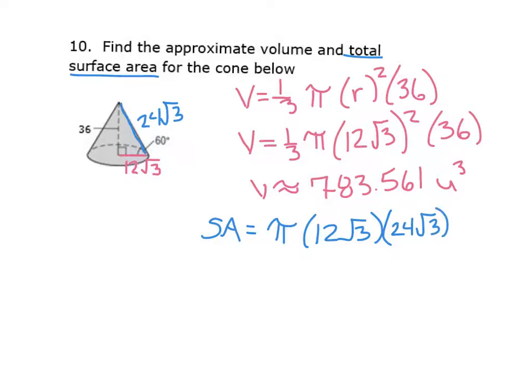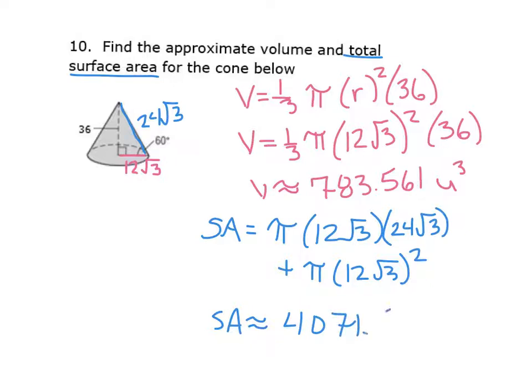And then we're going to need to add the area of a circle, which is going to be pi r squared. R, the radius, 12 square root of 3, that quantity squared. And then type all that into the calculator, and we're going to get about 4,071.5 units squared.